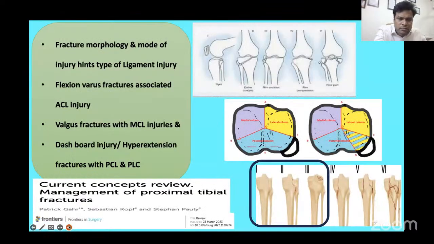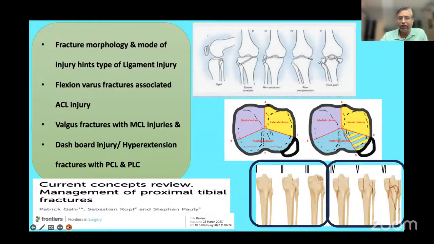So we are all aware of these classifications. We commonly follow the Schatzker classification, and the first three types, we all know, are valgus-type injuries, and these are associated many of the times with MCL injury. So it is very important to identify these injuries.